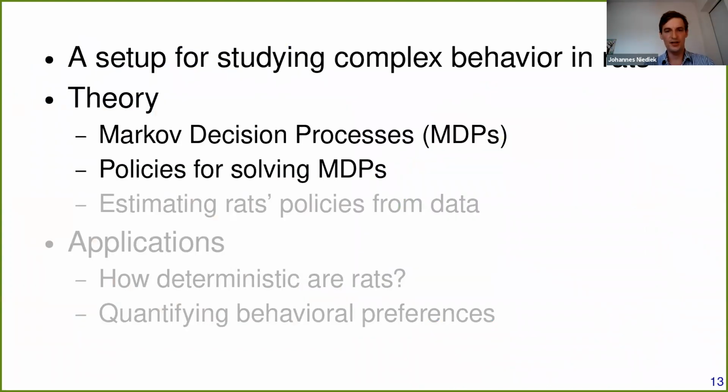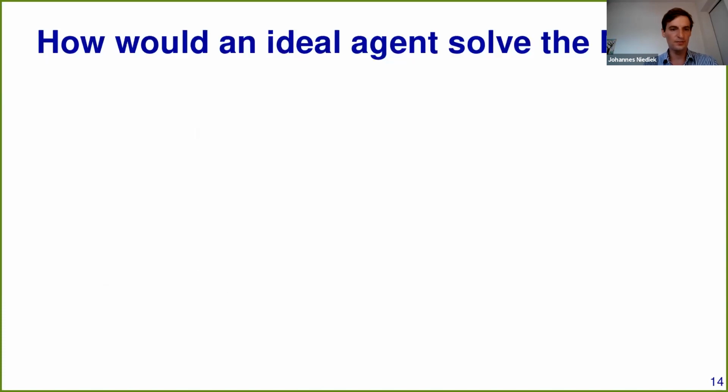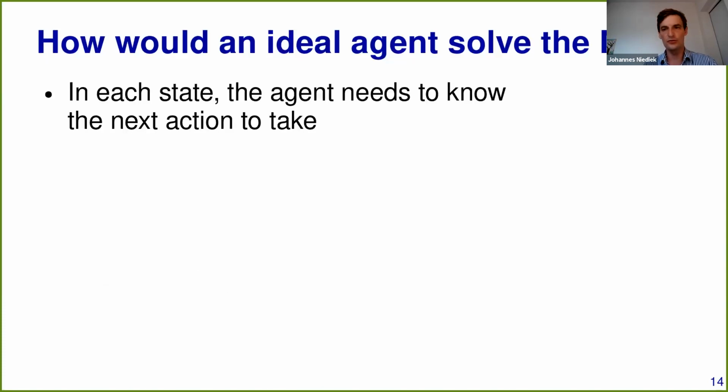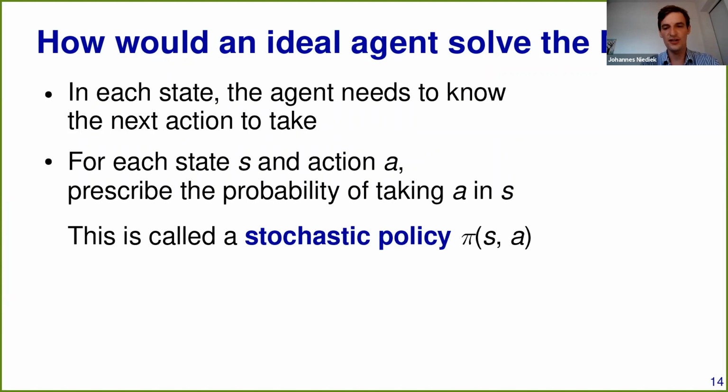So now we can describe trajectories of reds in this formal language of MDPs. But at this point, we can also ask a different question, and this is if I have to solve the task, or if an artificial agent has to solve the task, how could we do that? So basically, if I have to solve this task, in every state, I have to know what to do. I have to know the probability of taking each action. So for each state and each action, we have to prescribe a probability of taking this action in this state. And this is called a stochastic policy.